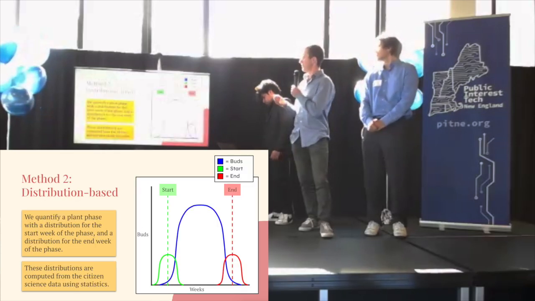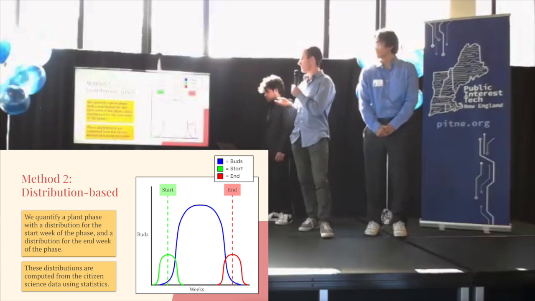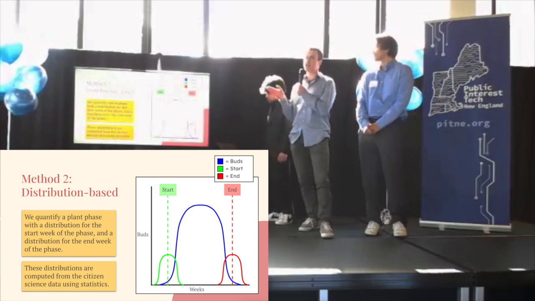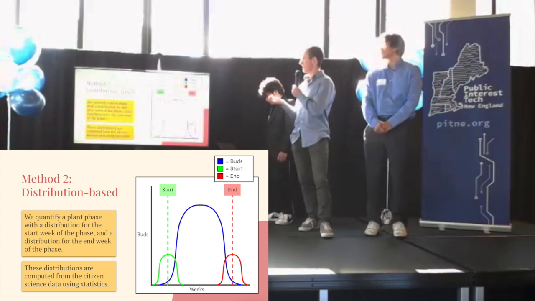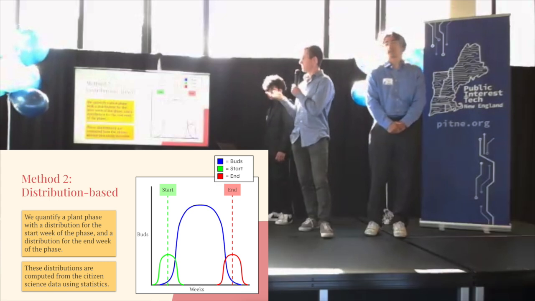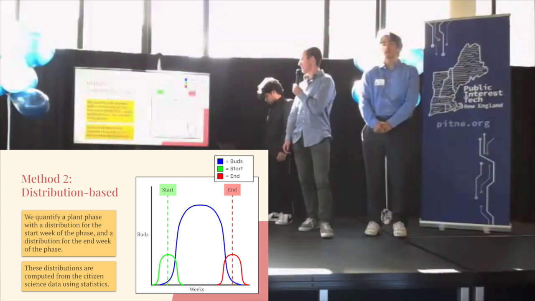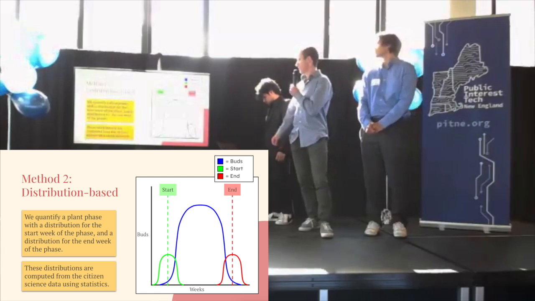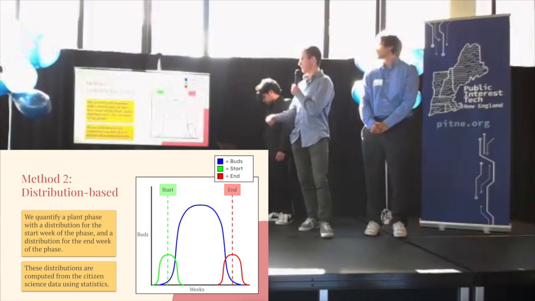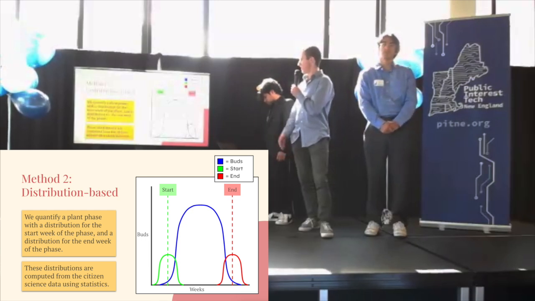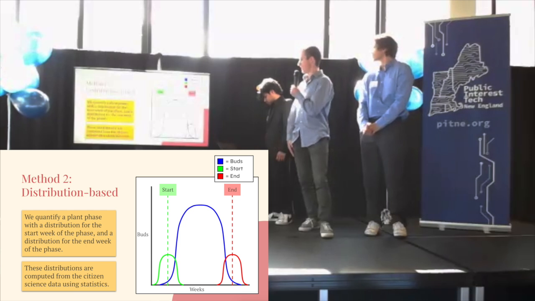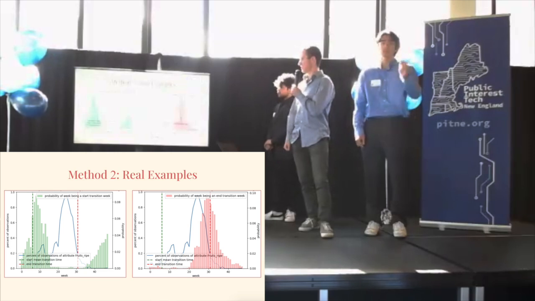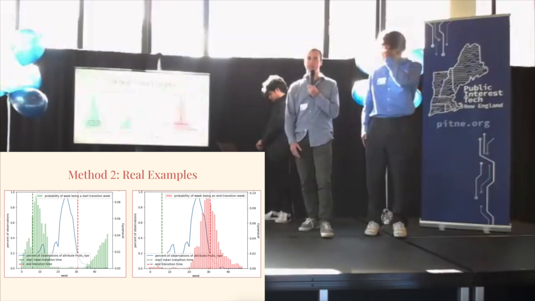Our second method is more distribution based. We have two distributions: a distribution for the start week of the phase, and a distribution for the end week of the phase. These distributions are actually computed from the citizen science data. On the left, there's a distribution for the start, which is in green. Then the blue curve is the prevalence of buds in the species. And then the red curve is the distribution for the end week of the phenophase. These are real examples of these distributions, which we computed from the citizen science data.